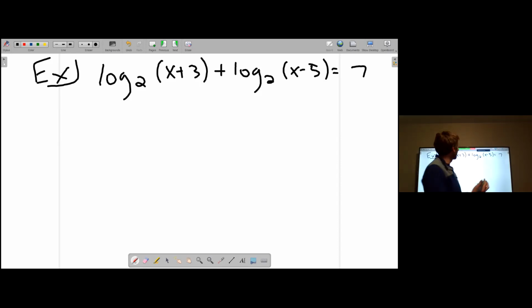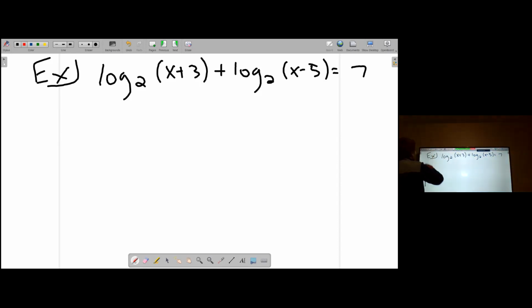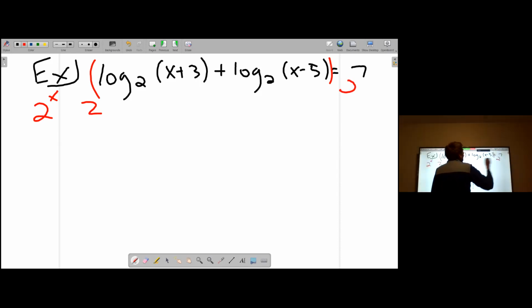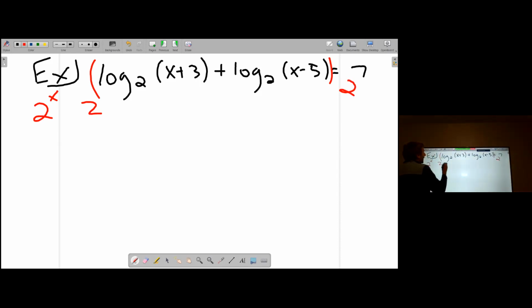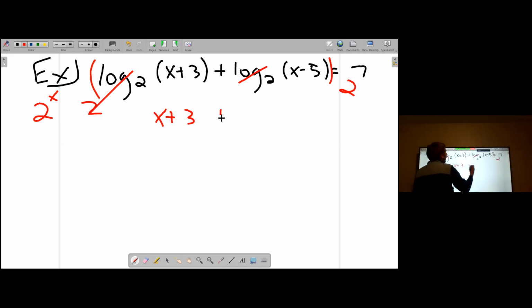As a first stab, you might want to undo the log base 2. You might want to apply the 2 to the x function to both sides, and we will do that. So you might do something like this. And you might think, well, this is going to cancel those 2, so you're going to be left with x plus 3 plus x minus 5 is equal to 2 to the 7th.